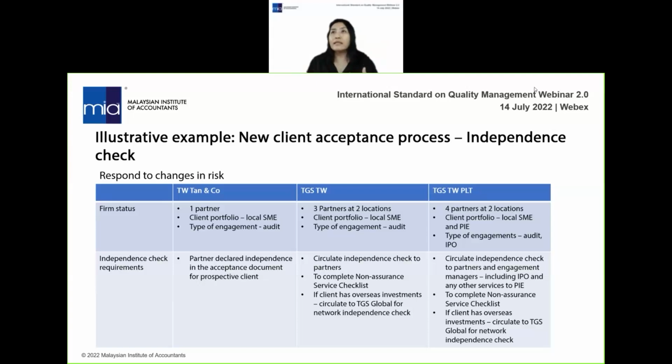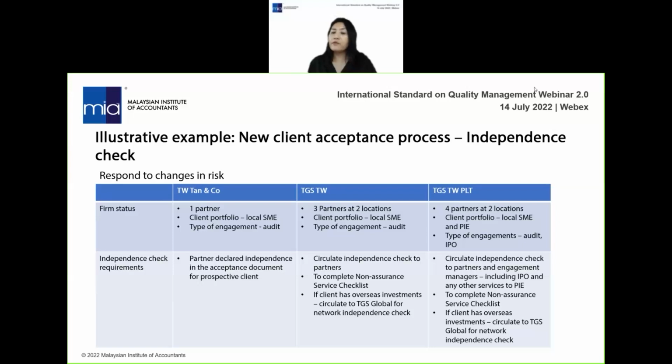So even though we understand that we are doing audits, maybe with their portfolio, they are providing some other non-assurance services to the clients. So it is not the case that one partner knows everything. We also need to communicate with the other 2 partners that we have this new client. Are you aware of them? Do you have any dealings with them? Are you providing any services to them? So we need to have a checklist to confirm that all the partners confirm that we do not perform any non-assurance service to these particular clients.